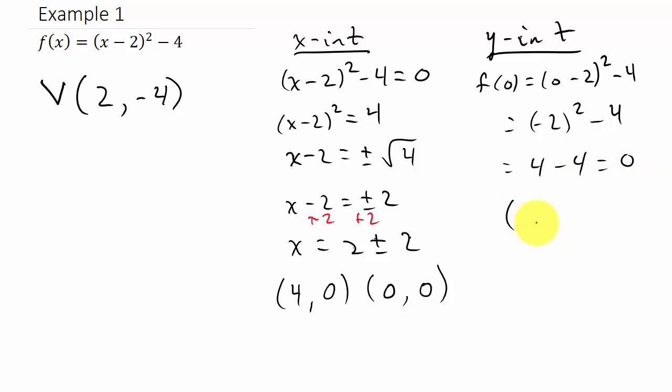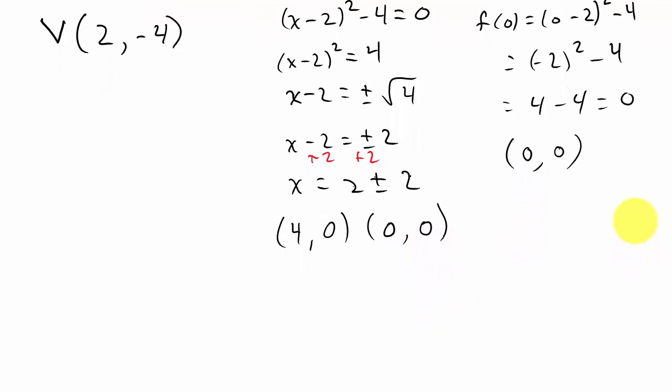Okay, so my y-intercept, well, the x-coordinate, what's x? Well, you see this x here? I replaced x with 0. So my x-coordinate is 0, and what did I get for my y? I got 0. All right, so now we have everything we need to graph it. We have the vertex, the x-intercept, and the y-intercept.